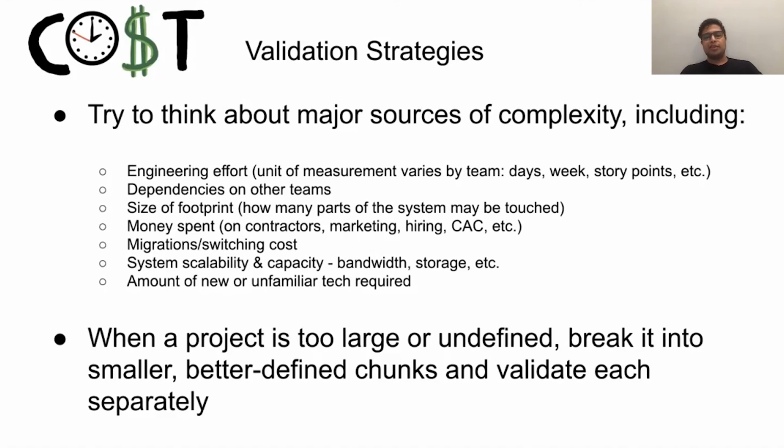When a project has really huge or undefined scope, it can be really difficult to estimate cost. When this is the case, it's usually necessary to break it into smaller, better defined chunks and then validate each chunk separately. Ideally, each chunk independently delivers its own value, although that's not always possible. And because cost has many components, it can be easy to overlook one or more of them. Sometimes this isn't an issue, but often it's the difference between a successful product and one that fails to launch.